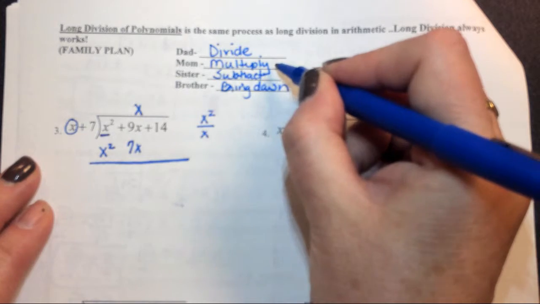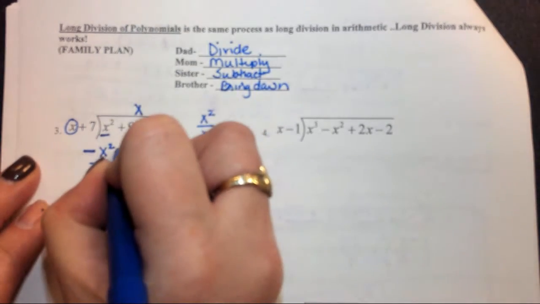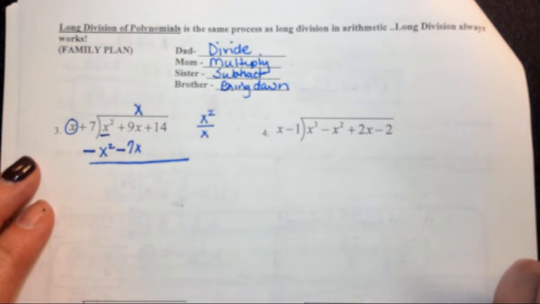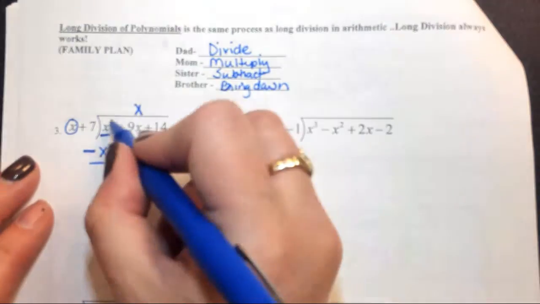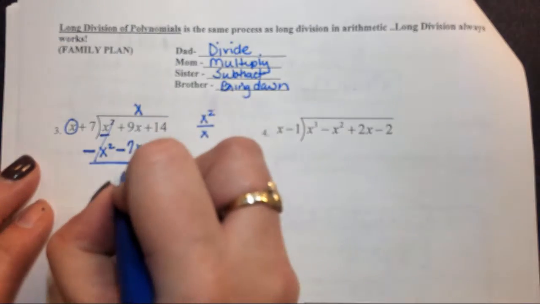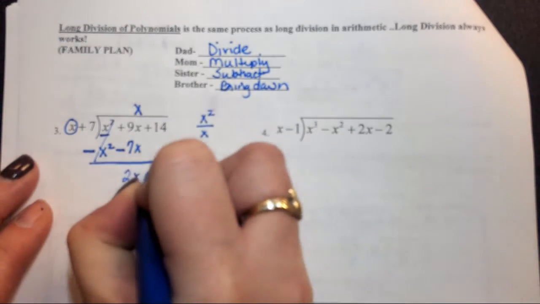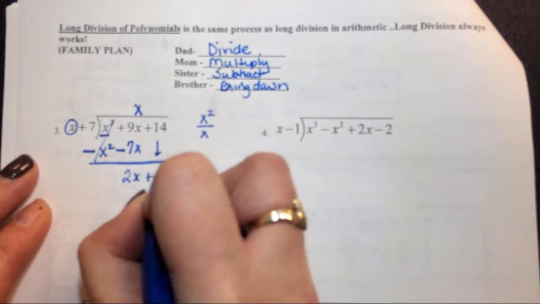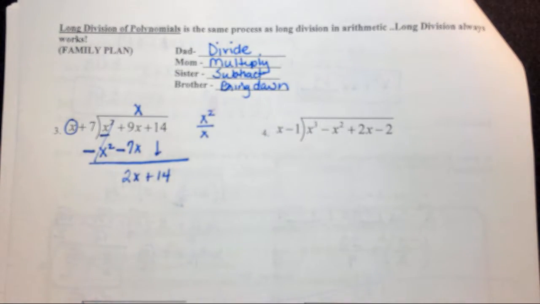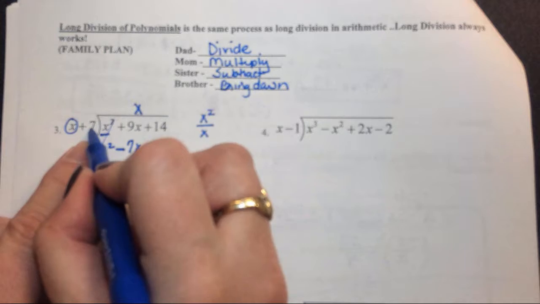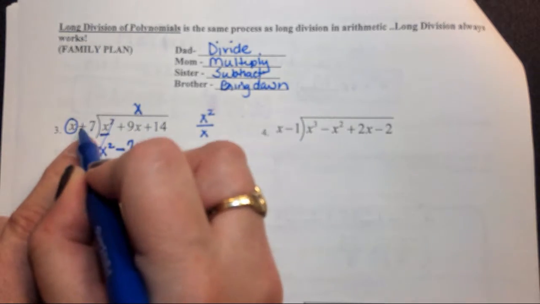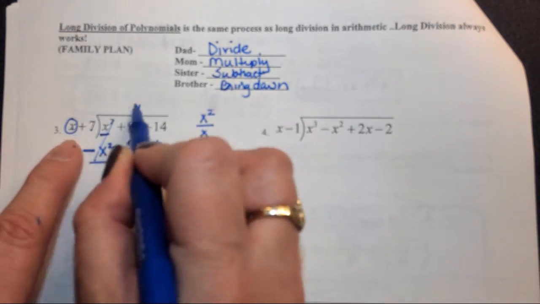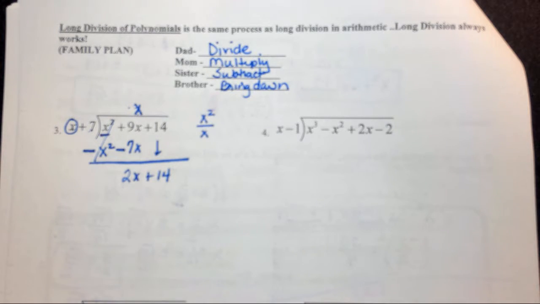After you multiply, what's the next step? You're going to have to subtract. So remember, you subtract the x squared as well as the 7x. Distribute the negative sign all the way across. So x squared minus x squared cancels out. What's 9x minus 7x? 2x. So then I'm going to bring down my 14. I multiplied x times 7, because remember, after you divide, you have to multiply. So you got to distribute the x to both terms on the x side.